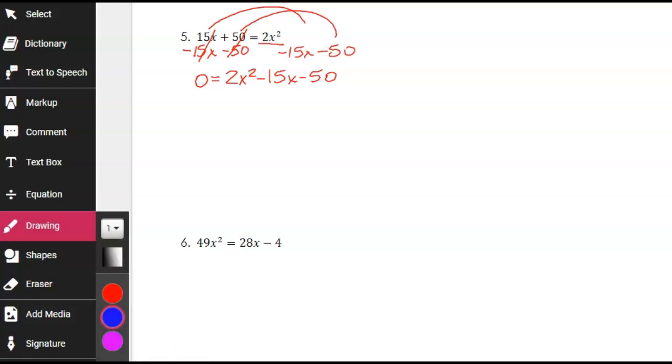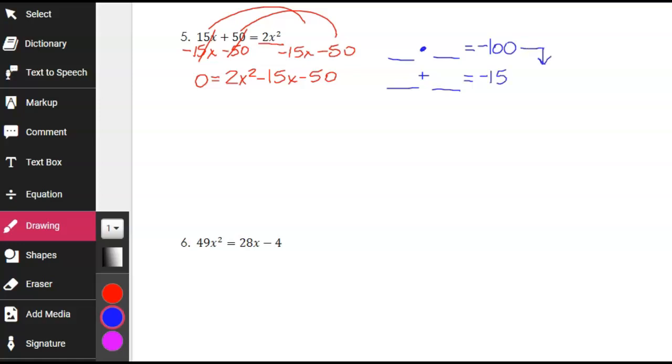So I'm going to go ahead and do my magic numbers. And I will go as far as finding the magic numbers with you, but then you're going to finish this on your own. So a times c is 2 times negative 50. That's negative 100. And the b term is negative 15.